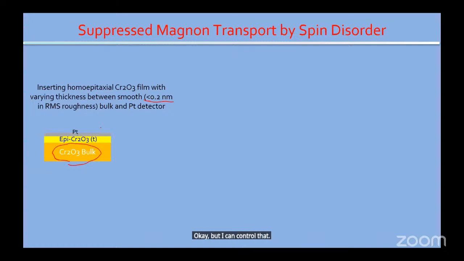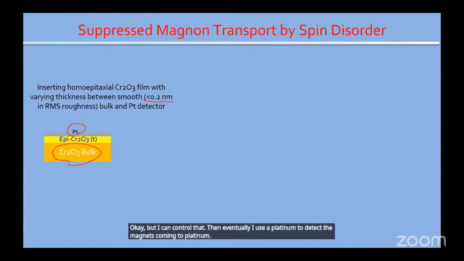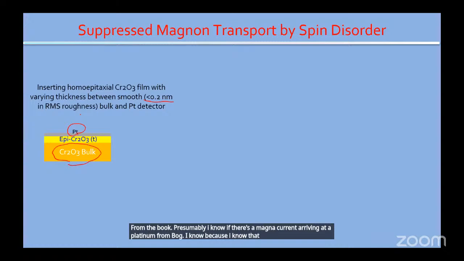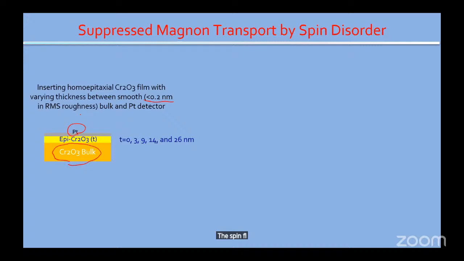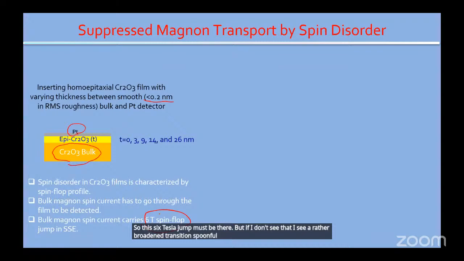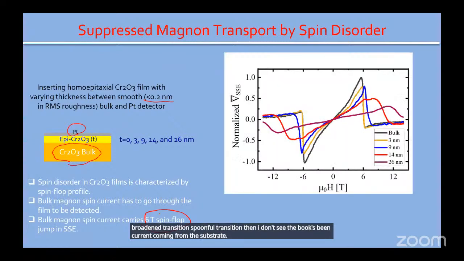Then eventually, I use platinum to detect the magnons coming to the platinum, both from the bulk and from the film. From the bulk, if there's a magnon current arriving at the platinum, I know because that must carry the 6 Tesla jump, the spin flop jump. When the spin flop occurs, I would have a jump. So this 6 Tesla jump must be there. But if I don't see that, and I see a rather broadened spin flop transition, then I don't see the bulk spin current coming from the substrate.